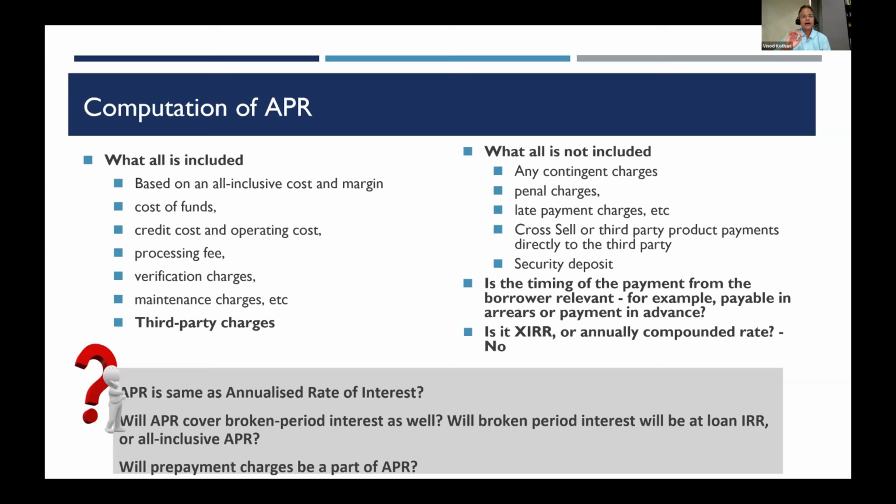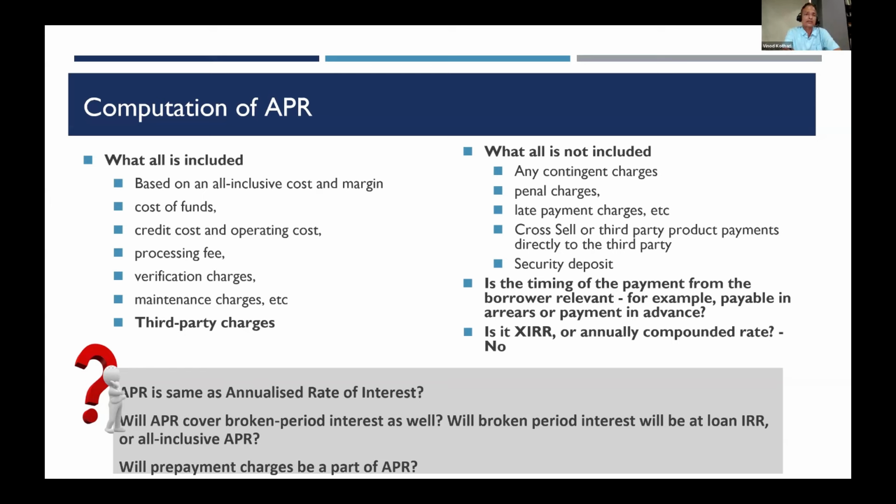Is it XIRR or an annually compounded rate or a simple annualization? It is not XIRR. Let's be very clear. It is not an XIRR. If the payments are coming at unequal distances of time, the IRR formula itself is not applicable. I hope those who are well versed with financial computation would understand that the IRR formula presupposes that the gap in time between two payments is uniform. Consecutive payments are coming at the end of each month, end of each quarter. The time gaps are consistent.